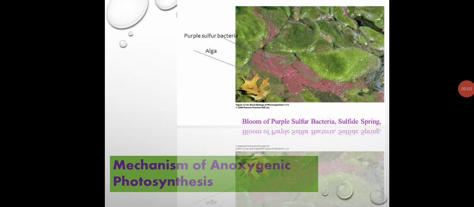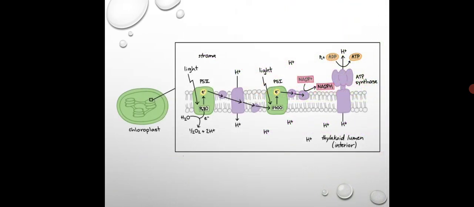Hello dear students. In this lecture we are going to see about the mechanism of anoxygenic photosynthesis. In our last lecture we have seen about the oxygenic photosynthesis, which is carried out in cyanobacteria and plants at the thylakoid membrane. That oxygenic photosynthesis is carried out in two ways, cyclic and non-cyclic.